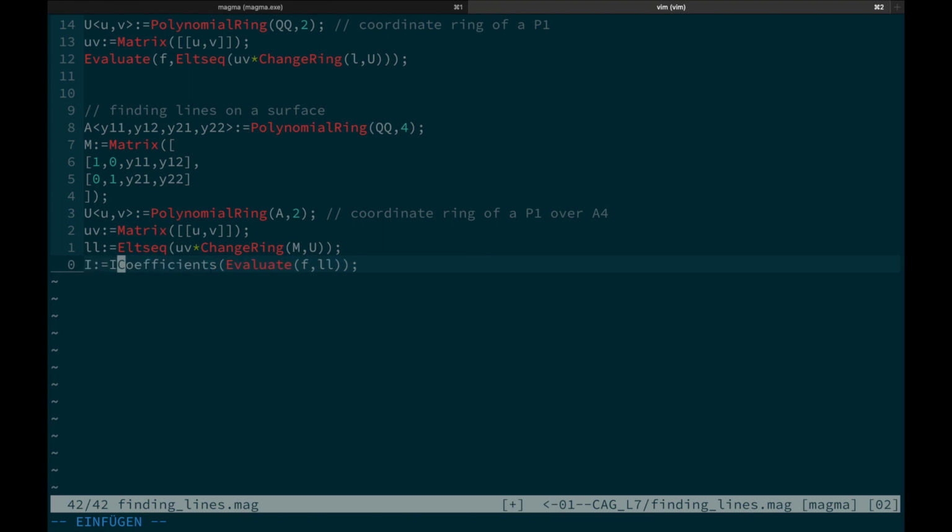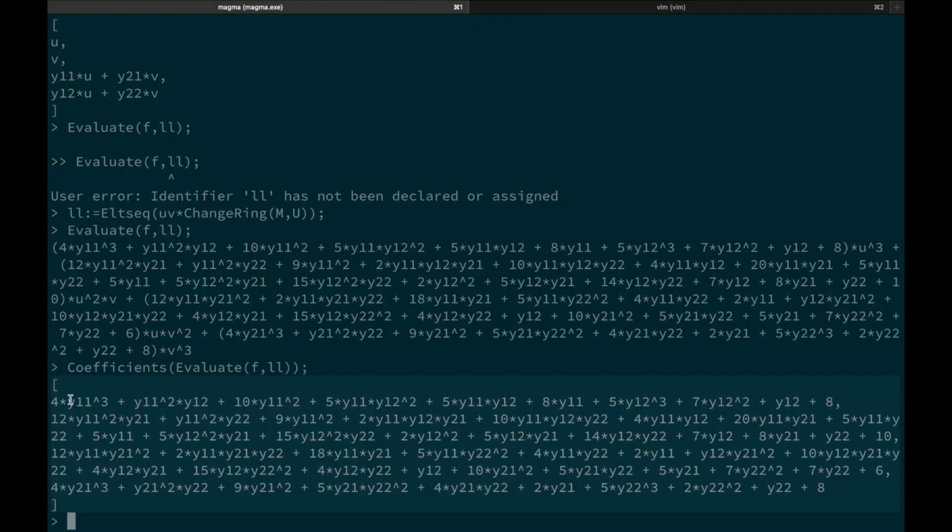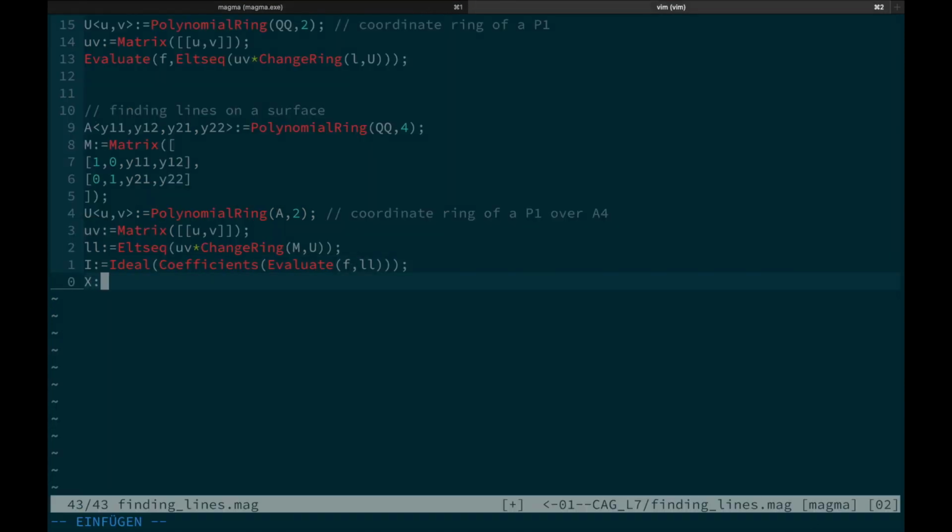So let's first define the ideal defined by these 4 coefficients. There are 4 coefficients because f is of degree 3. If f was of degree 37, then there would be 38 coefficients. But in any case, I can define the ideal corresponding to these entries over here. And now I can define the scheme in the spectrum of A, so this is A^4, defined by the common vanishing of these polynomial equations.